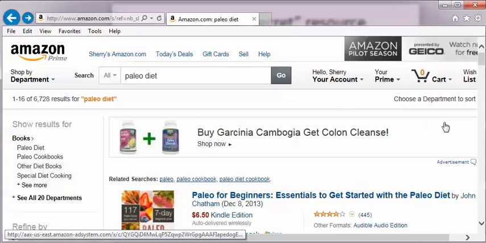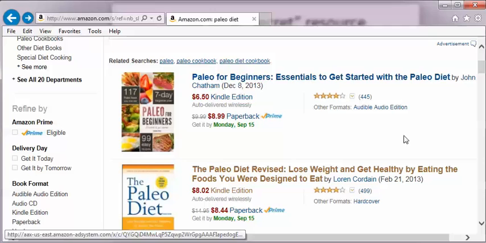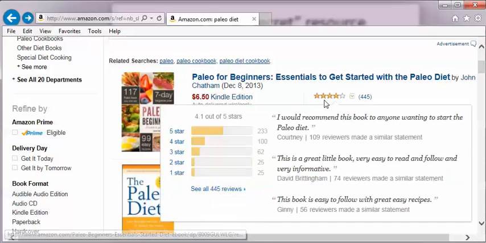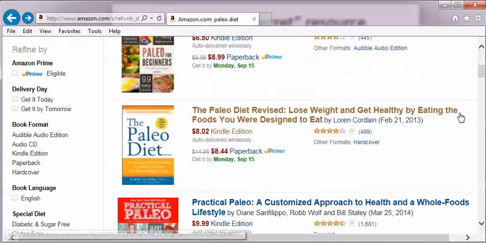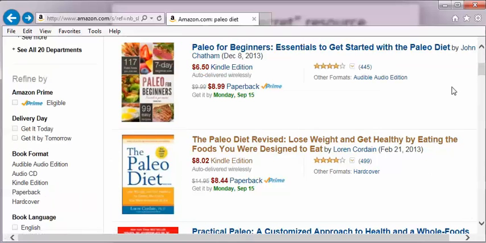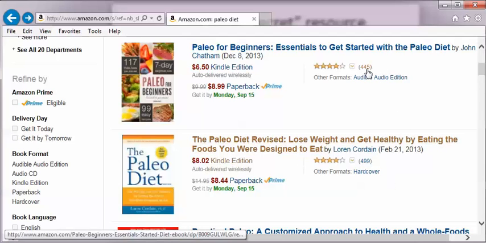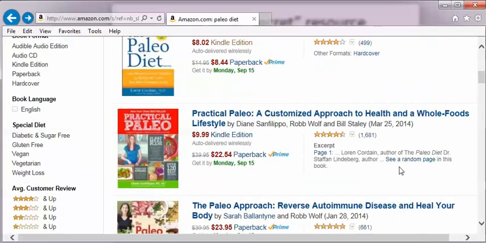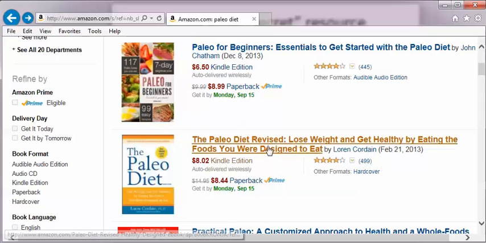And you want to look for books that have pretty high ratings here. So this is like a 4-star rating, 5-star ratings. And I also want to look for the books that have a lot of reviews. So usually the first few have the highest reviews. So you'll see 445 for this one, 499 for this one, etc., etc. So I'm just going to click on this one, The Paleo Diet Revised: Lose weight and get healthy by eating the foods you were designed to eat.